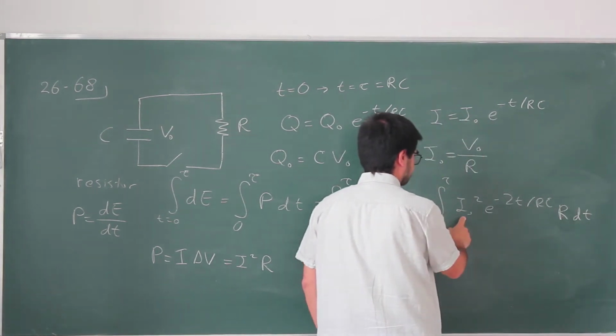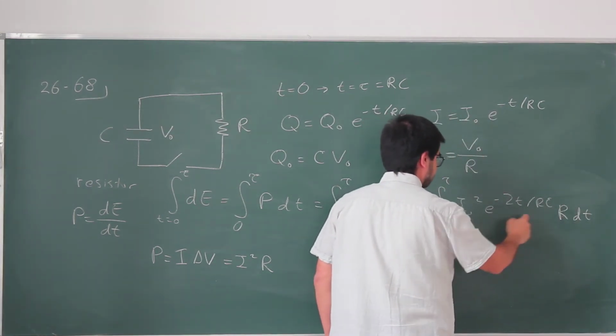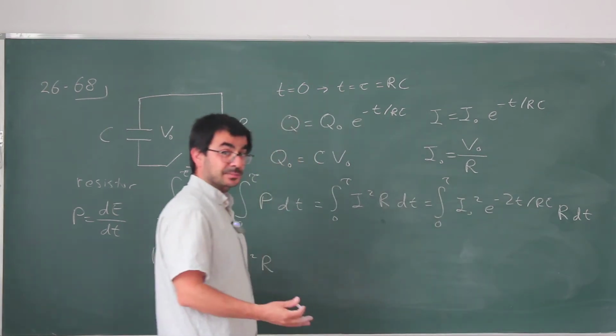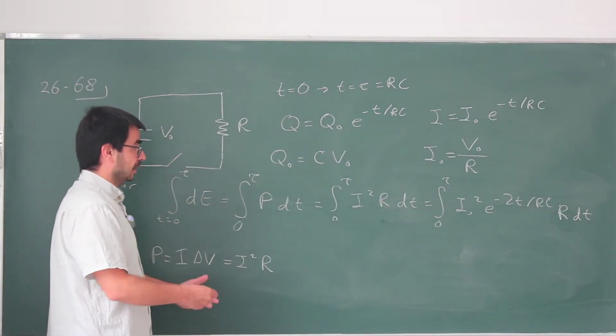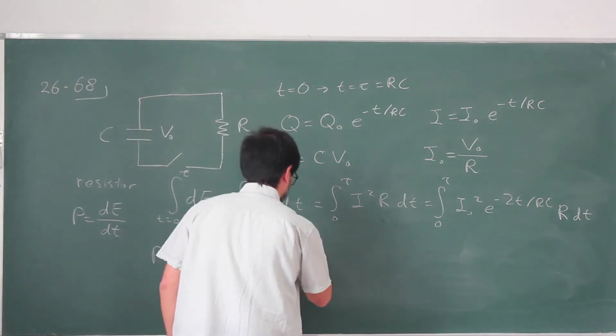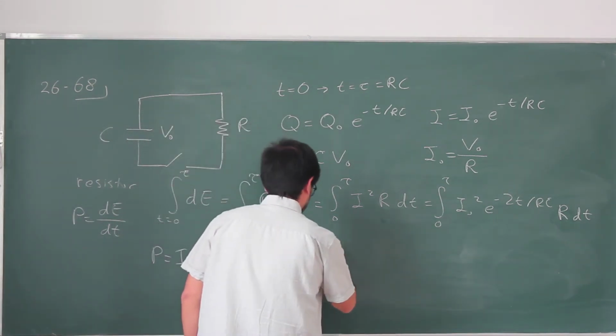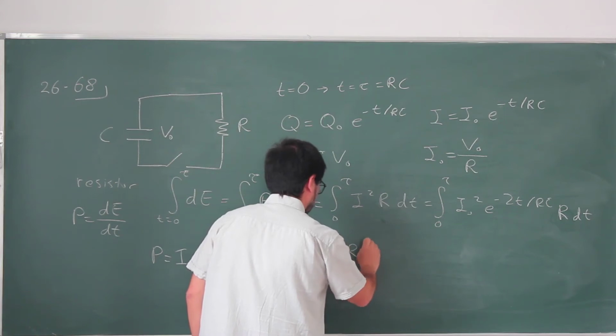This I0 can be taken out, it's a constant. This R can be taken out. This integral can be done, it's an exponential. So exponential of the integral of exponential itself times some constant. So this is going to be I naught square R.